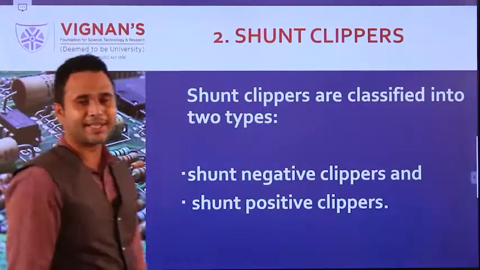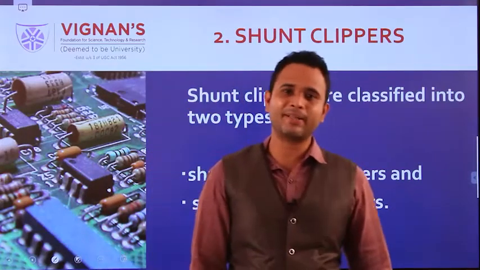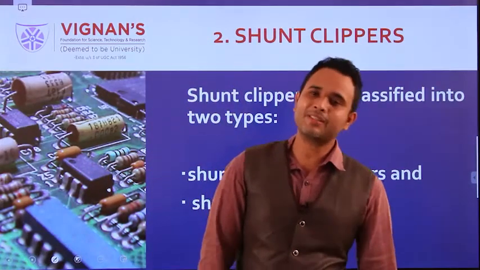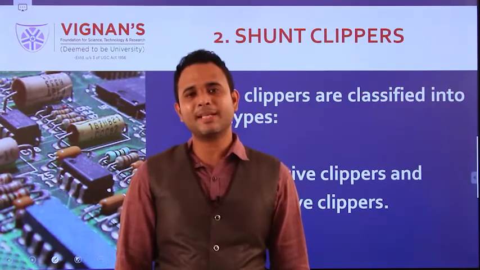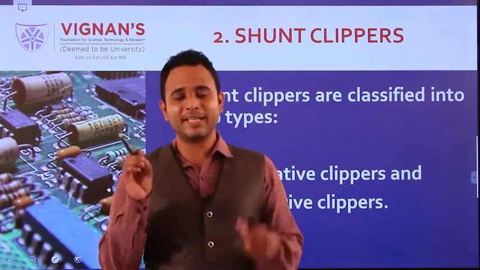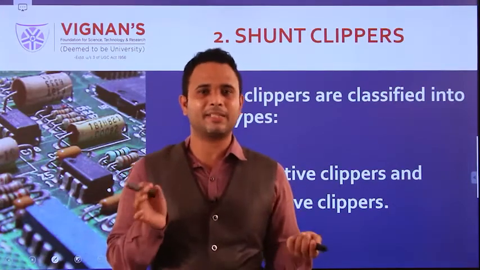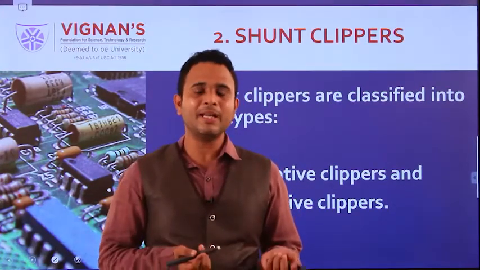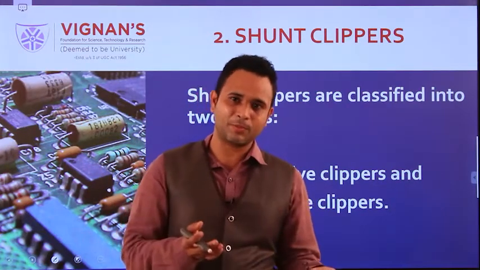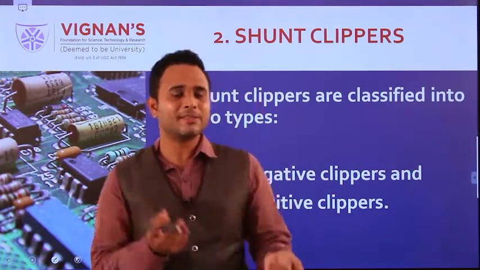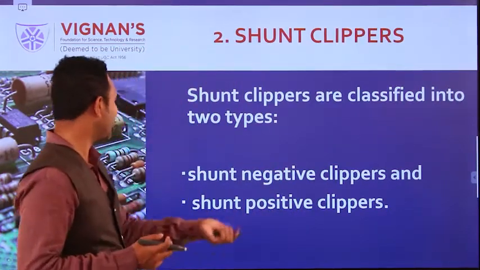Coming to the shunt clippers. So now we have completed the series clipper. What is the difference between the series clippers and shunt clippers? In series clippers, the diode is connected in series. In shunt clippers, we connect the diode in parallel, or shunt mode. Shunt means parallel, so this one is called the shunt clipper.